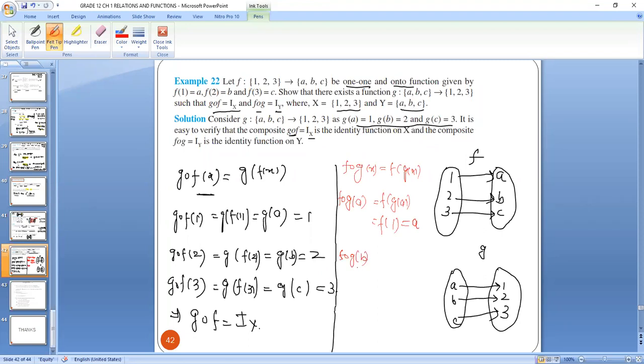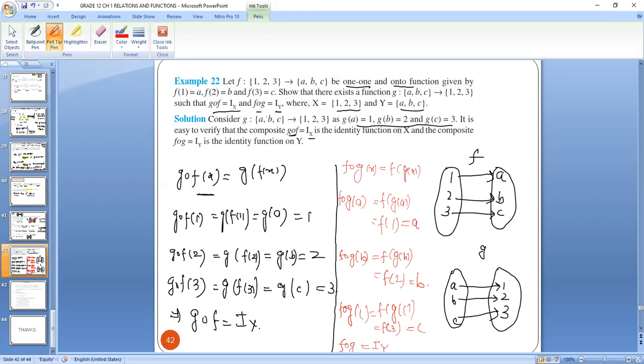f of g of b is f in the bracket g of b. g of b is mapped to 2, f of 2 means b. f of g of c means f in the bracket g of c. g of c is mapped to 3, f of 3 means c. So f of g of a is a, f of g of b is b, f of g of c is c, and a, b, c is the set Y. So this means f of g is identity mapping Y.